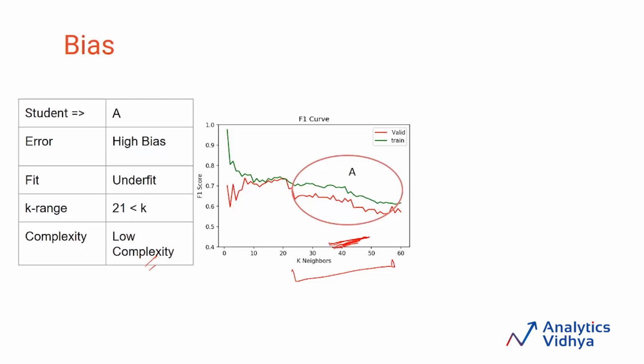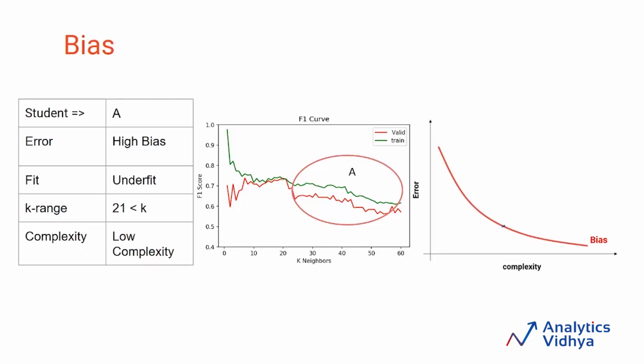Now plotting this in the form of a curve, I would say that if the x-axis has the complexity, then for a very low complexity, something like this, you have a very high bias. Now as the value of k decreases, the model complexity obviously increases. Remember that curve that we saw for the overfitting model? This was a very complex model, which we saw between 0 to 10. So for very small values of k, we had a very complex model, but the bias there was very low.